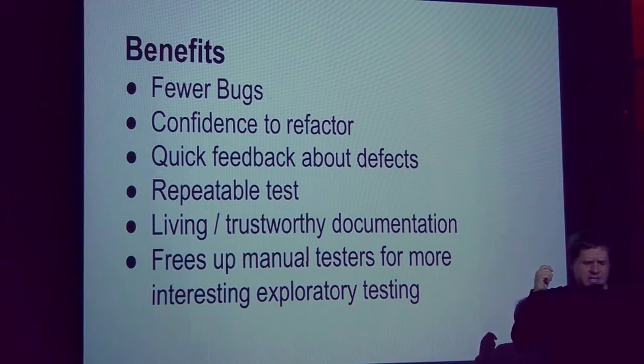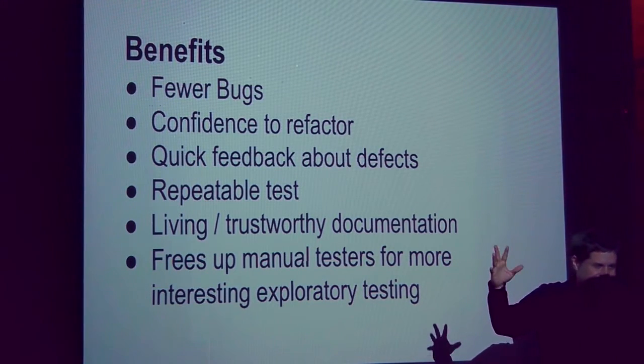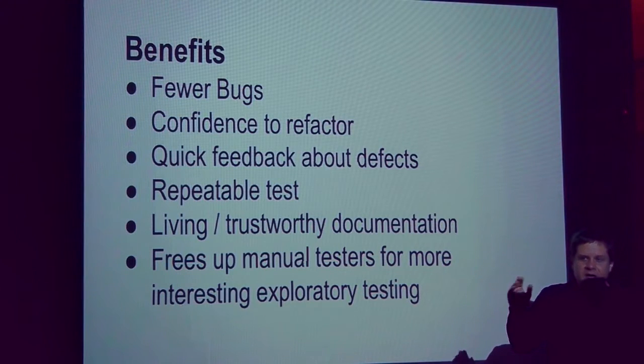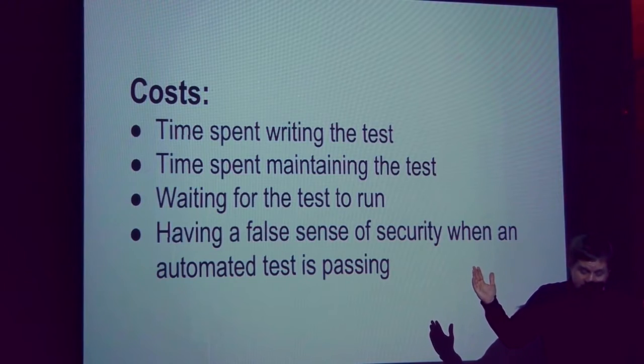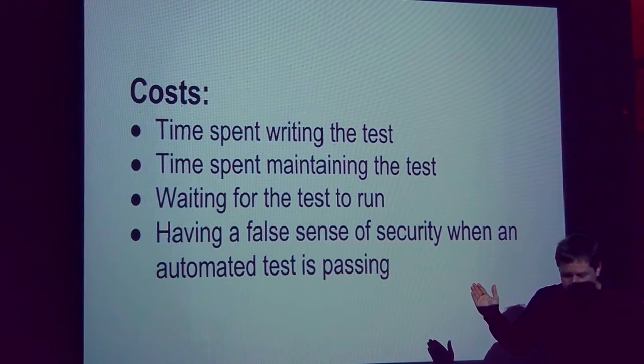It's repeatable. The documentation is accurate, right? Your comments, your docs, they're never accurate. They're never up to date. This is guaranteed to be accurate when you use that self-documenting feature of Jasmine. It can't possibly break, unless you really messed it up. Frees up your manual testers. On the downside, it takes a long time to write the tests, maintaining the tests, waiting for them to run. It can give you a false sense of security. It doesn't save you from manually testing. Sorry to break that to you.